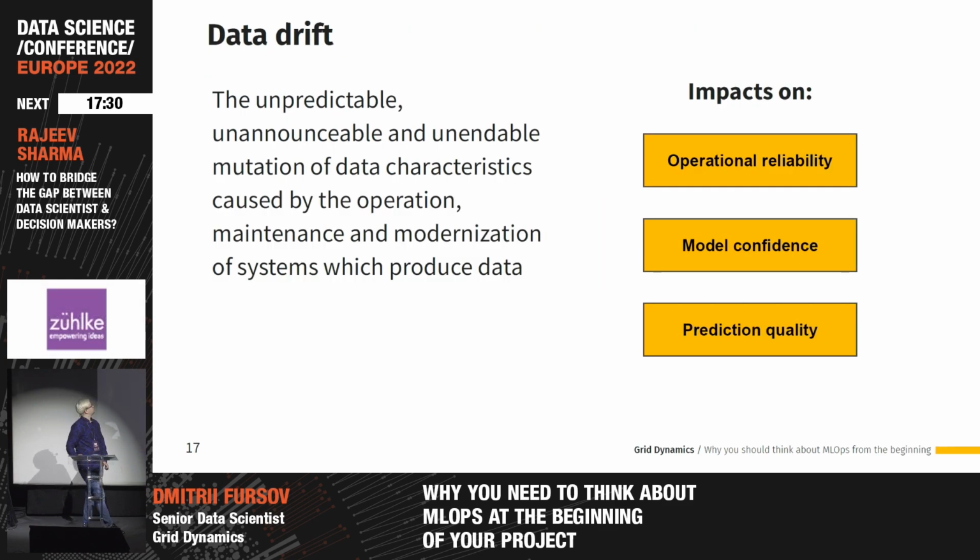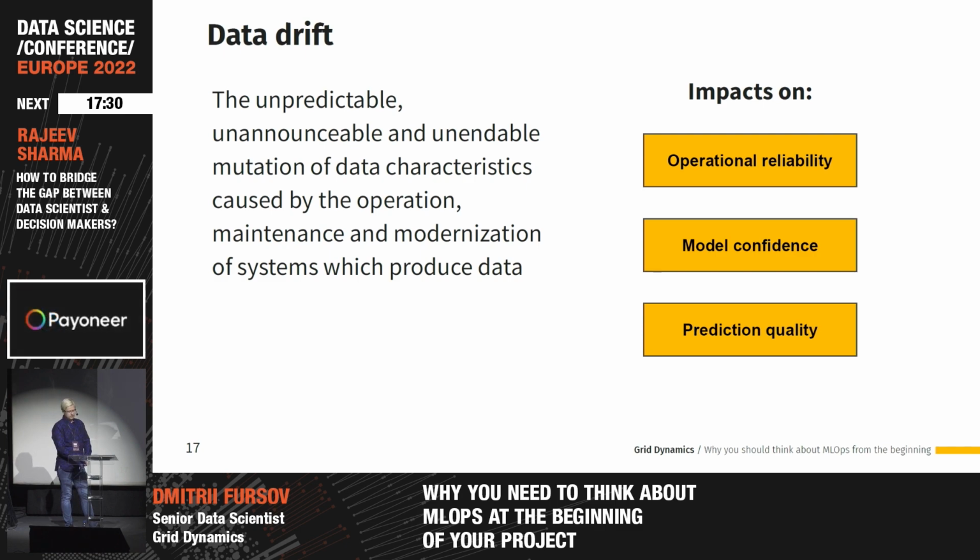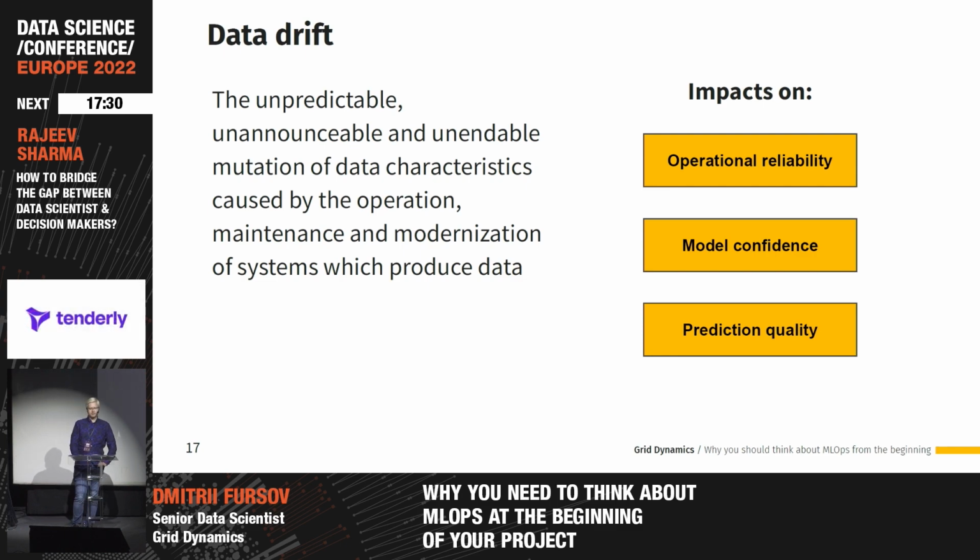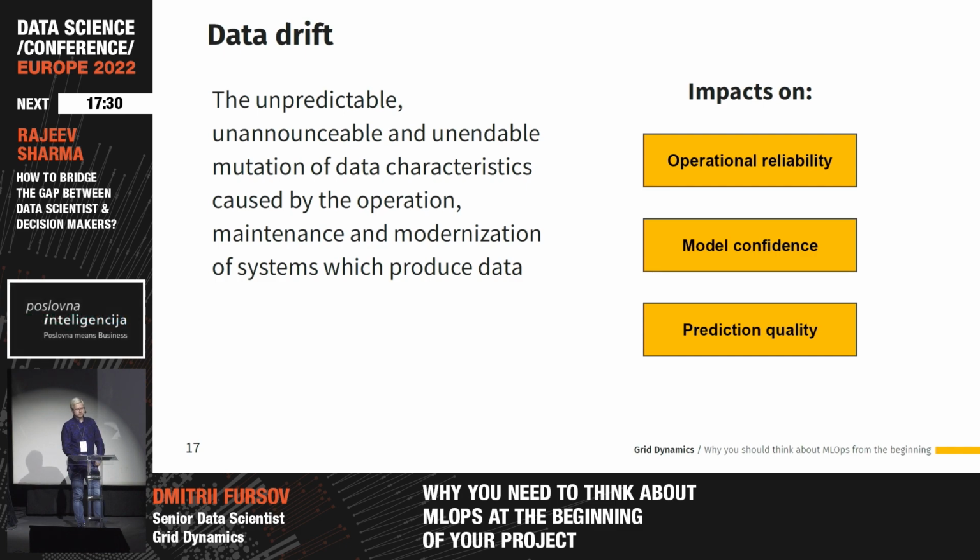Well, let's talk about data drift in more detail. There are many factors that can cause data drift, and one key factor is the time dimension. Let's give a definition of data drift. This is unpredictable, unannounced, and unending mutation of data characteristics caused by the operation, maintenance, and modernization of systems which produce data. This is a very common problem for tasks of demand forecasting. I think that this is one of the most popular kinds of data science tasks which businesses are solving now.